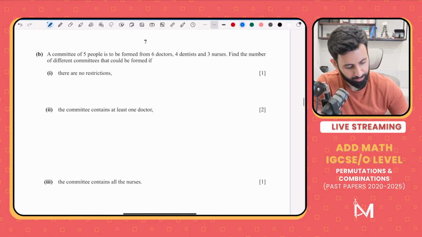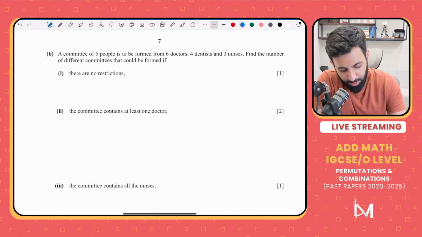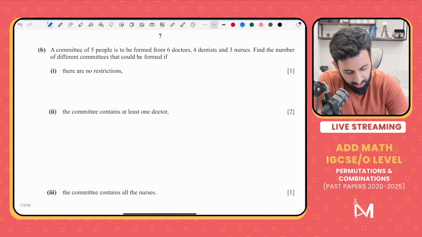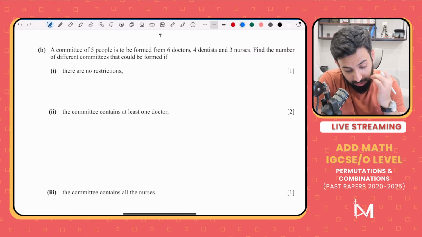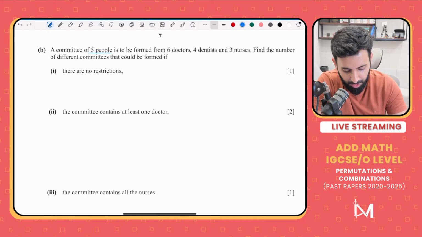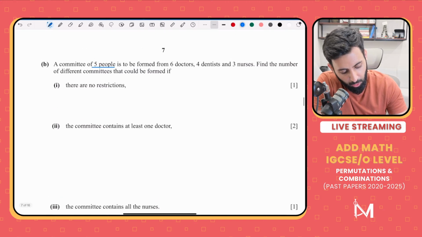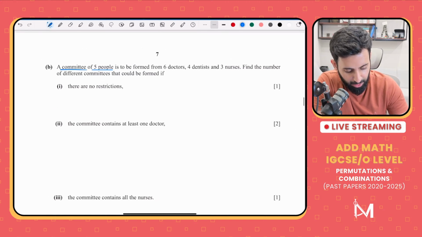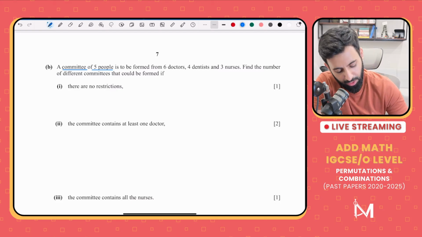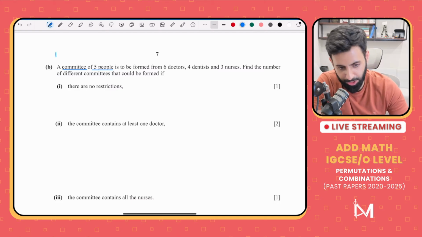Yeah, let's do this. A committee of 5 people is to be formed from 6 doctors, 4 dentists, and 3 nurses. Find the number of different committees that could be formed if there are no restrictions. If there are no restrictions, that means you want 5 people. It doesn't matter how many nurses, doctors or dentists you have. You just have to make sure that you have 5 people. Also, what are we trying to make over here? We're trying to make a committee. A committee is kind of like a team. So that means this is permutation. Is that correct?